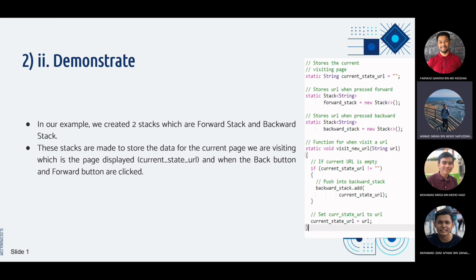Here we will explain a bit further regarding how the stack works. In this example, we created two stacks, which are the forward stack and the backward stack. These stacks are made to store the data for the current page we are visiting, which is the page displayed. In this coding, the page displayed is named current_state_URL. When the back button and forward button are clicked, this means that when we are visiting a page, the data will be stored in these specific stacks. Okay, next.